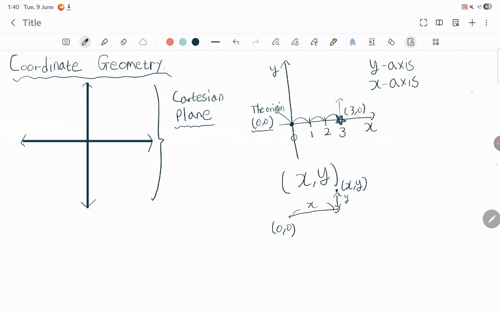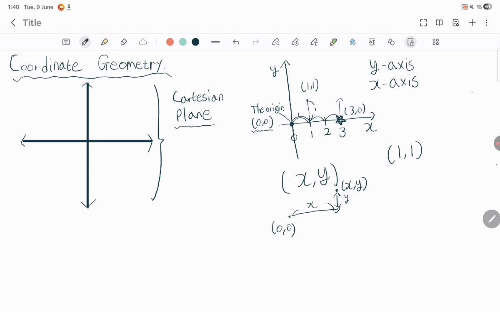So let's then talk about 1, 1. 1, 1 is here actually. Move 1 step across and move 1 step up. So it's in the same order: x first and then y.